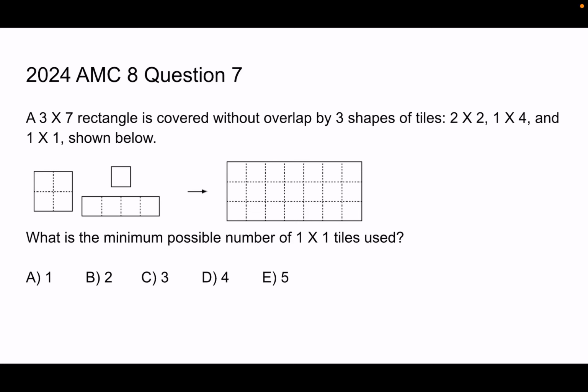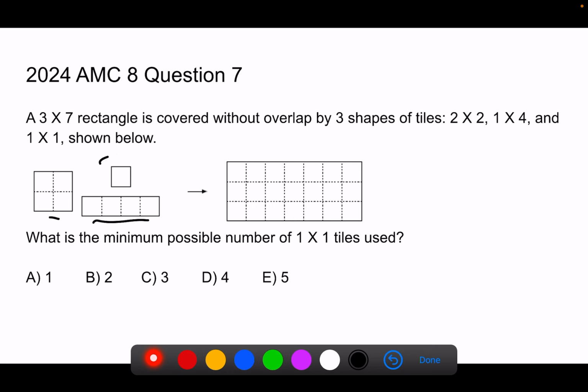Okay, 2024 AMC 8, question 7. A 3 by 7 rectangle is covered without overlap by 3 shapes of tiles, 2 by 2, 1 by 4, and 1 by 1, as shown below. And the question is asking you, what is the minimum number of 1 by 1 tiles used?